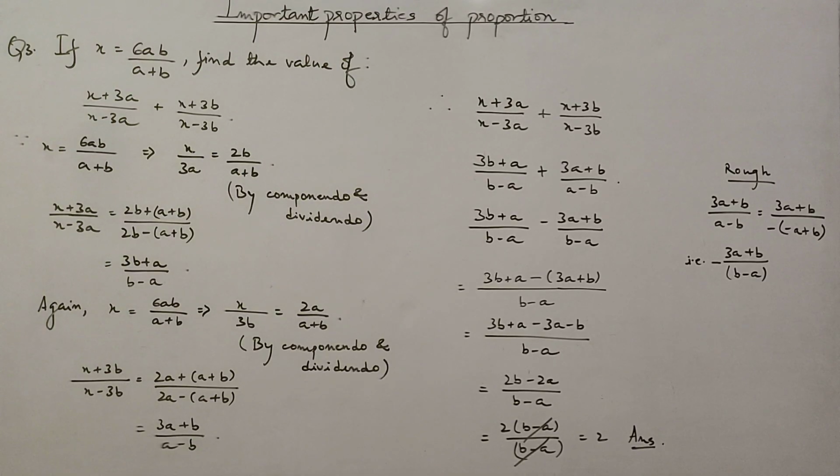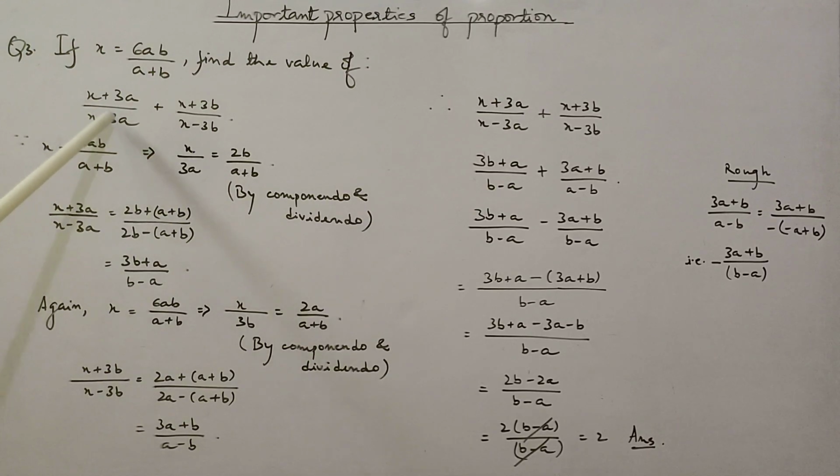Children, as you can see in this next question, it is given that if x is equal to 6ab upon a plus b, find the value of (x plus 3a) upon (x minus 3a) plus (x plus 3b) upon (x minus 3b).